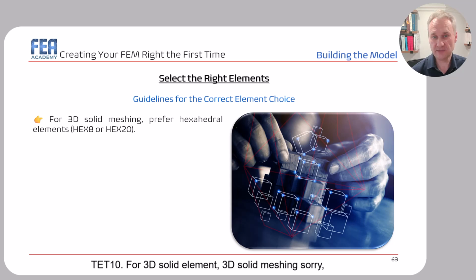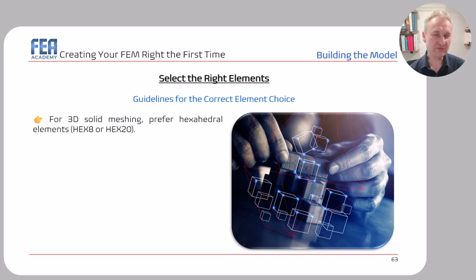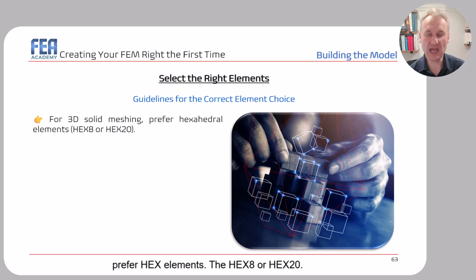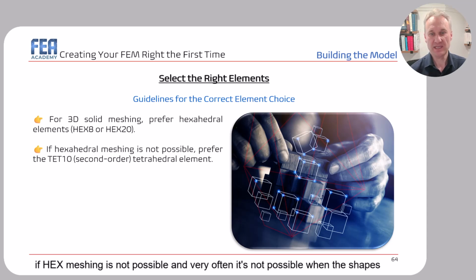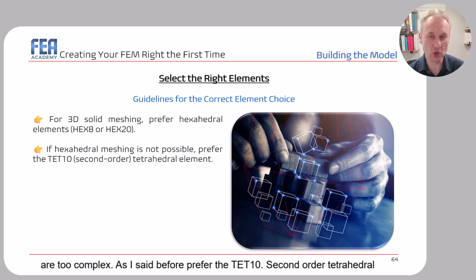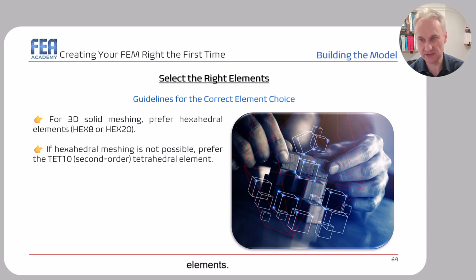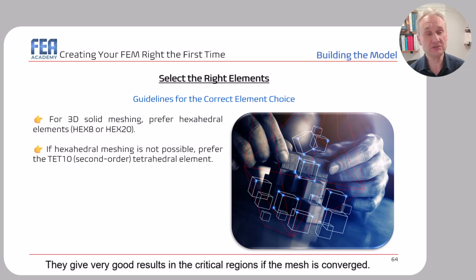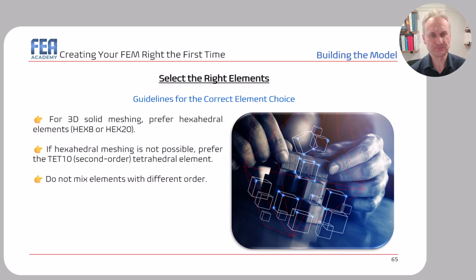For 3D solid meshing, prefer hex elements, the hex8 or hex20. If hex meshing is not possible, and very often it's not possible when the shapes are too complex, as I said before, prefer the tet10, second order tetrahedral element. They give very good results in the critical regions if the mesh is converged.